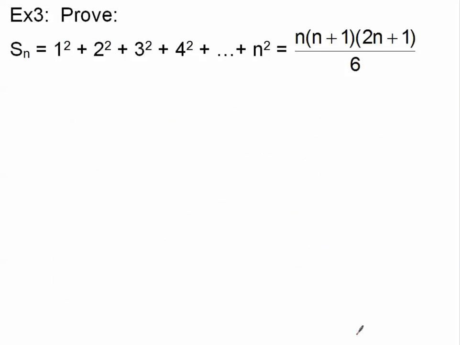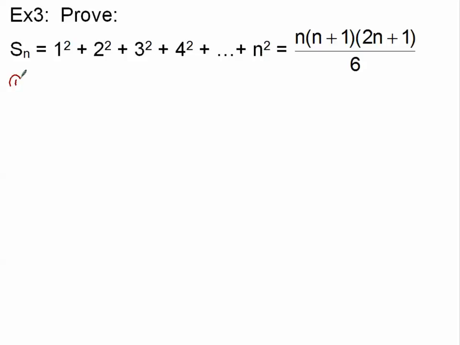Okay, so we've seen 2. Now let's go to our third example. This is our final example. So we have a new sum formula. 1 squared plus 2 squared plus 3 squared plus 4 squared all the way down to n squared. And that is equal to this nice looking fraction. So it looks like we're adding perfect squares together. And let's see what happens here.